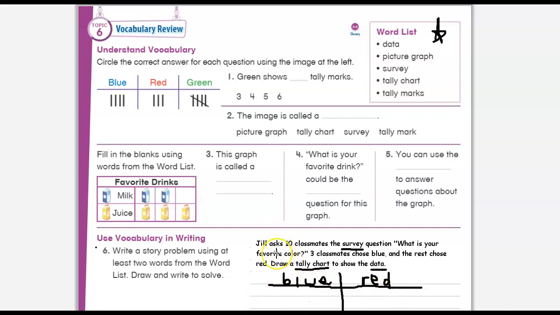Jill asked 10 classmates the survey question. 3 of them chose blue, and the rest chose red. Draw in your tally marks for each side of the vote. Draw tally marks for how many students chose blue. Then draw the rest of the tally marks for how many students chose red.